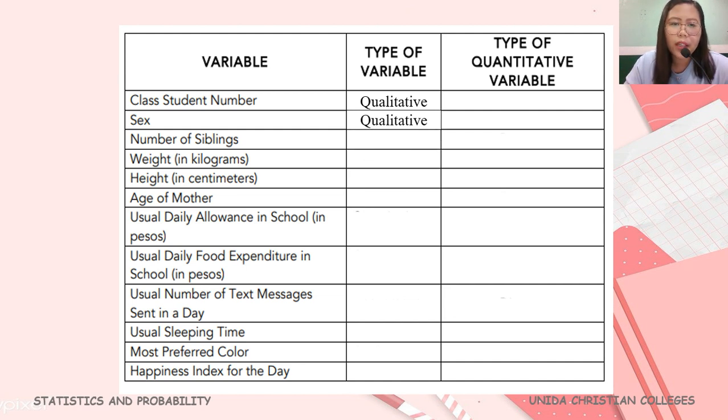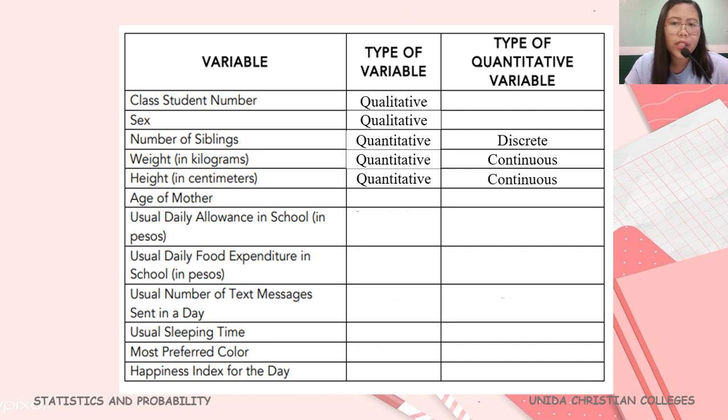Number of siblings. Ilan kayong magkakapatid? Of course, since that is quantity, quantitative. And since kaya naman natin siyang i-count, that is discrete. Okay? Next, weight in kilograms. Of course, quantity na naman. So that is quantitative. And we need measurement. So this is continuous. Height. Same with weight. It is quantitative and continuous since we need measurement.